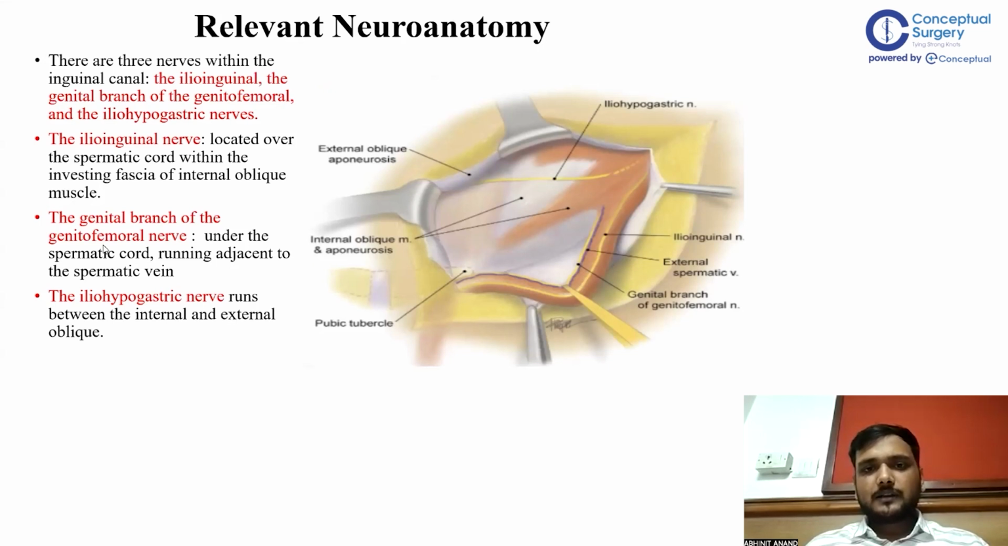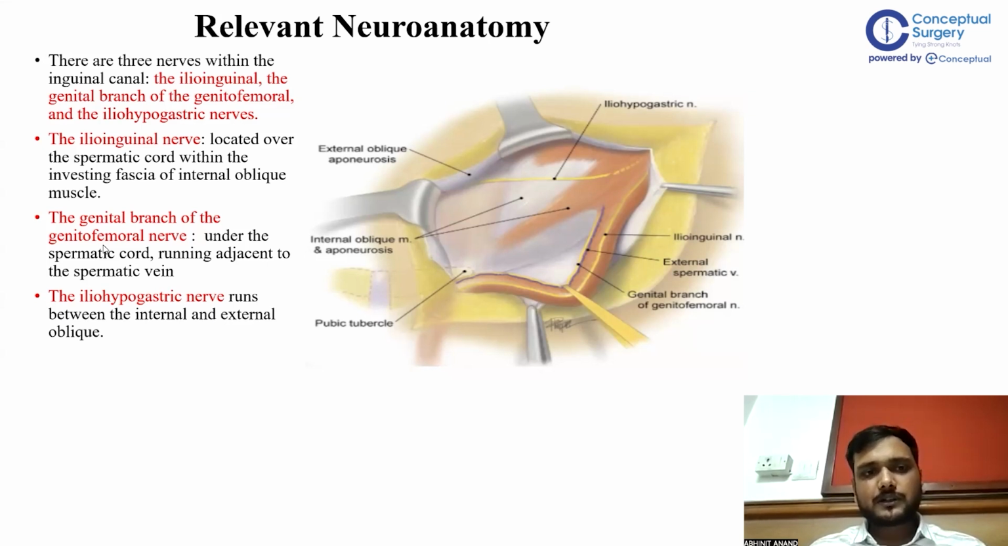This is the neuroanatomy of the inguinal canal, where we will be identifying the three important nerves. We will see them while opening the canal. These nerves are the ilioinguinal, that is anteriorly; the second one is the genital branch of the genitofemoral; the third one is the iliohypogastric.